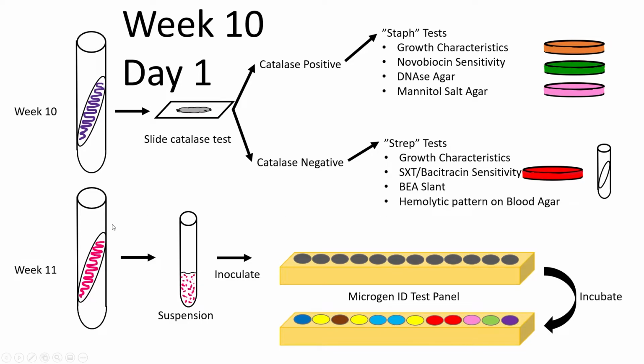Week 11, so the next week, we're going to take our TSA slant. We're going to grab a whole bunch of it, put it in a suspension of saline, about 3 mils, and mix it around for a little bit. Then we're going to inoculate a Microgen ID test panel, which is basically these little trays pre-filled with chemicals, and you just have to add the liquid suspension to each of these wells. Then you're going to incubate it, and after it's done being incubated, you're going to add some of the test result chemicals that we need, and you'll be able to view whether it's positive or negative.